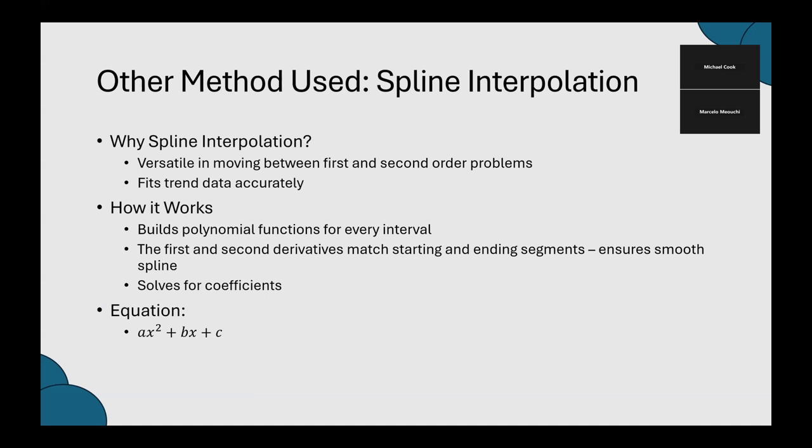Spline interpolation works by building a polynomial function for every interval. Then the first and second derivatives are found to match the start and end segments, which ensure a smooth spline. Finally, the coefficients are solved. The equation used in this method is the quadratic equation, which is ax squared plus bx plus c.